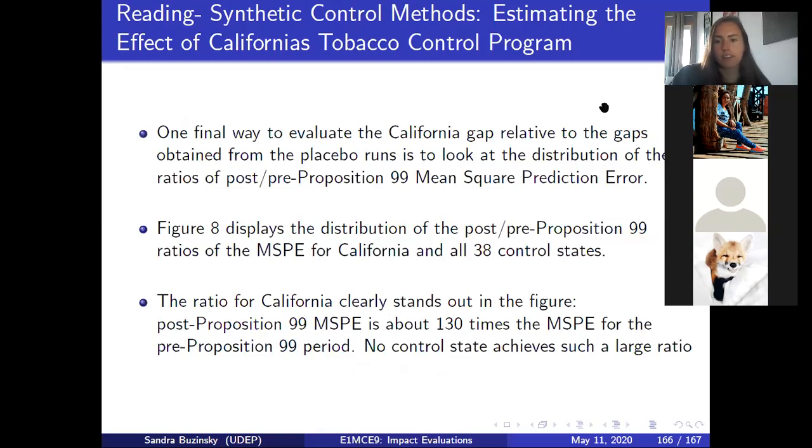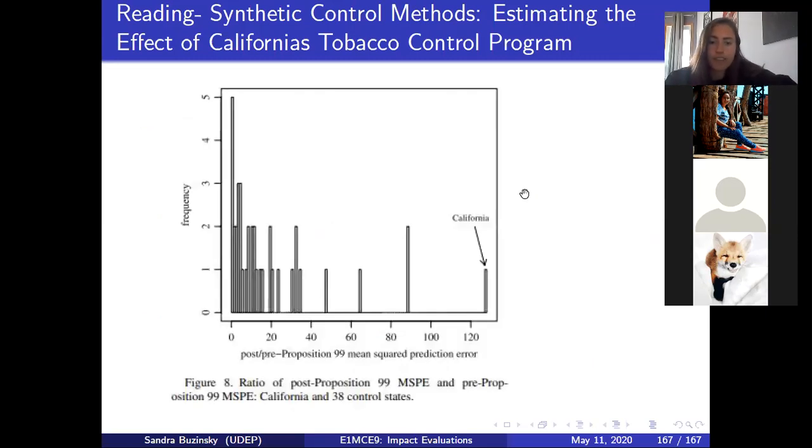Okay, so then the other one is this is more convincing. They show the distribution of ratios of the post-pre Proposition 99 mean square prediction error. So as I said, they're predicting what they think the post-period cigarette sales should be based on the pre-period. And if the deviation for that state is really far, that means that they have a really high prediction error. So you can see here, these are the prediction errors for pre-post for Proposition 99. And you can see California has the highest prediction error.